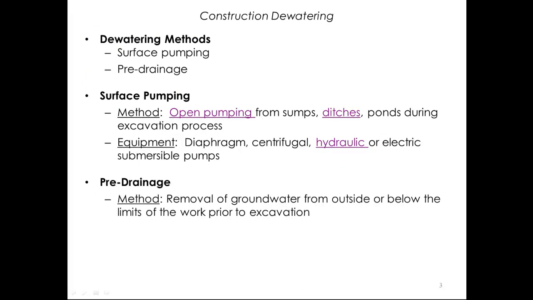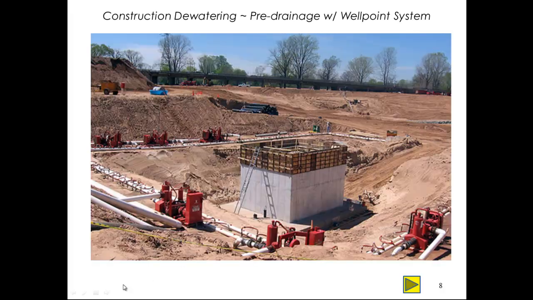The pre-drainage dewatering method is essentially removing the groundwater from either outside or below the limits of the work prior to excavation. There are three main methods that are used for pre-drainage, and let's take a look at the first one of these, called well points.